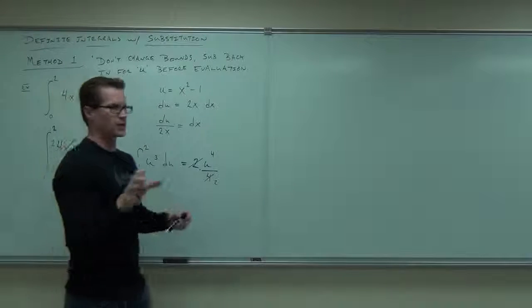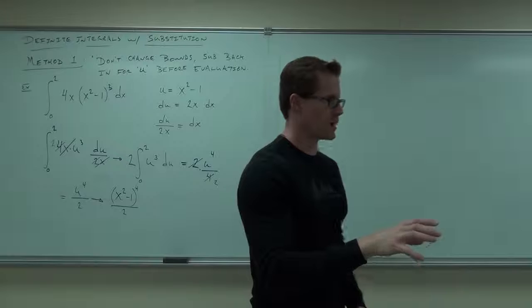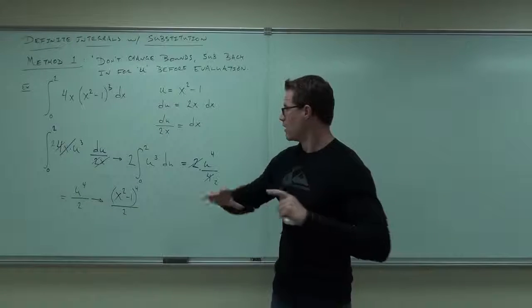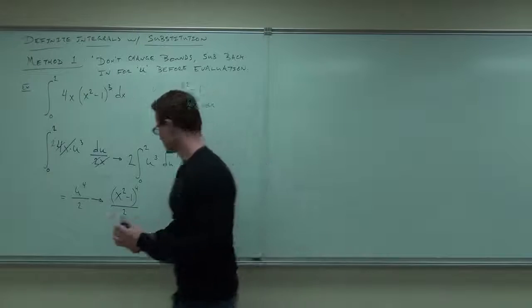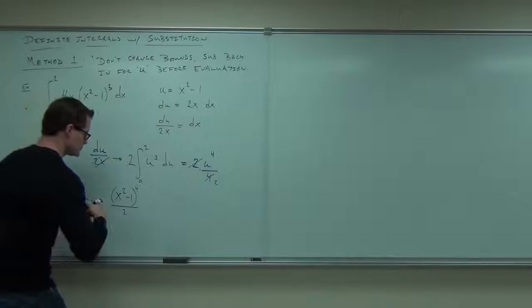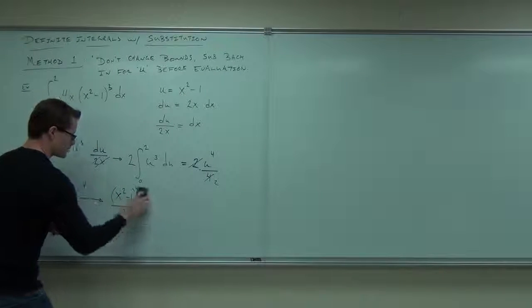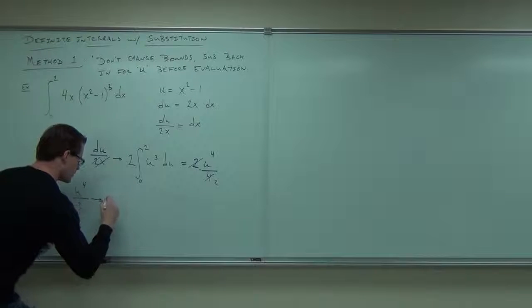So we'll substitute back in for the u. We'll get our x squared minus 1 all to the 4th power, then over 2, and at this point, this is where I should evaluate. So right here, let's look a little bit cramped up there.